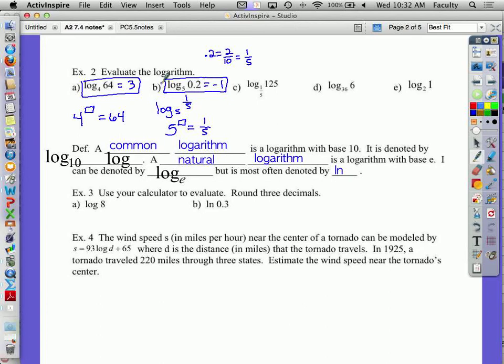Alright, I'm going to give you a head start, and I want you guys to now try C, D, and E on your own. And let's see if you're getting the hang of this. As you're working, this really does emphasize whether you understand exponent properties, rational exponents as well.